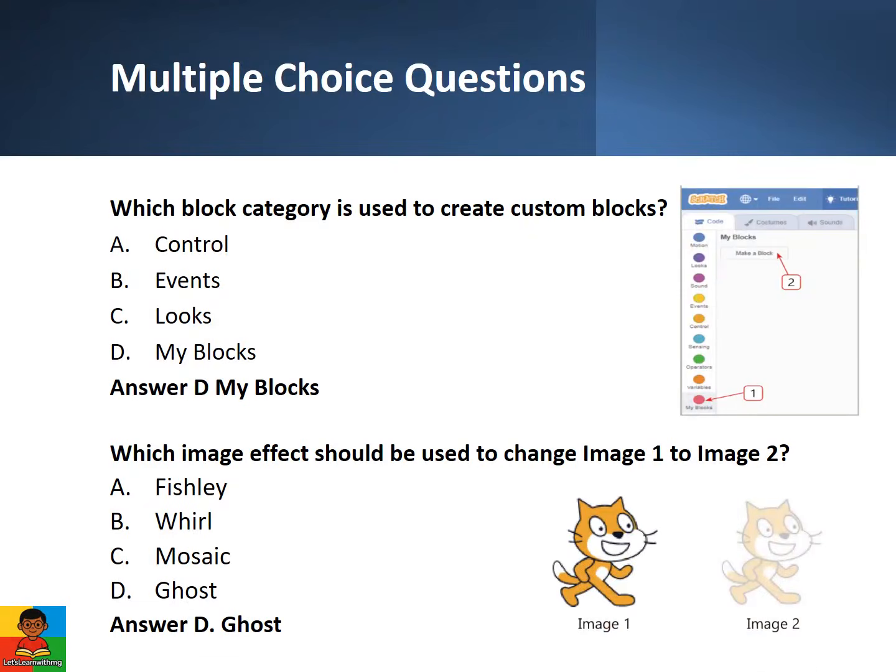Which block category is used to create custom blocks? A. Control. B. Events. C. Looks. D. My blocks. Correct answer, D. My blocks.